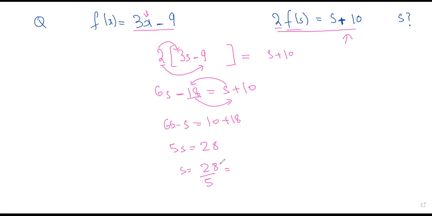So you can either find the answer in decimals or in mixed numbers. That's completely your choice. And it is 5.6. So is this correct? And did you guys understand this?